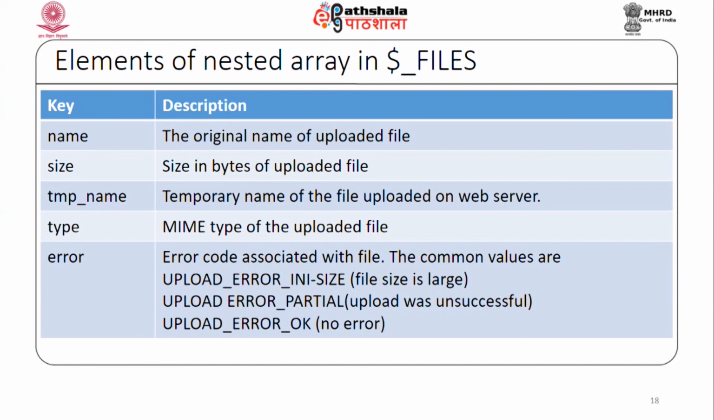So, if the file size is larger and you do not want to allow it to be uploaded, you can use that type of error. UPLOAD_ERR_PARTIAL means the upload was unsuccessful, and UPLOAD_ERR_OK means there is no error.